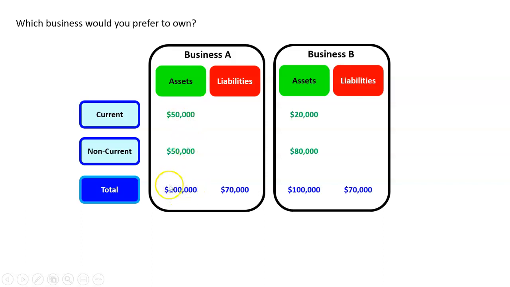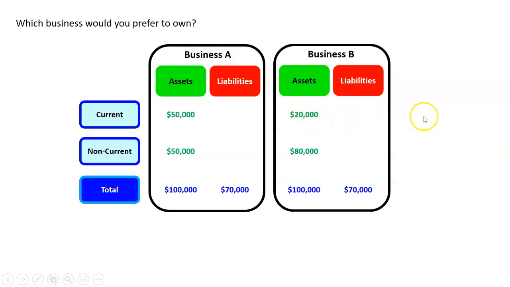So we'll say this $100,000 of assets for business A is made up of 50,000 current and 50,000 non-current, and for business B it's made up of 20,000 current and 80,000 non-current. Well, now I can start to look at this and go, I'd actually rather be business A at this point, and that is because it's got $50,000 of current assets. That means $50,000 of assets that are either cash now or will become cash within 12 months, whereas business B only has $20,000 of those. So business A has twice as many current assets as business B. So I'd rather be them.